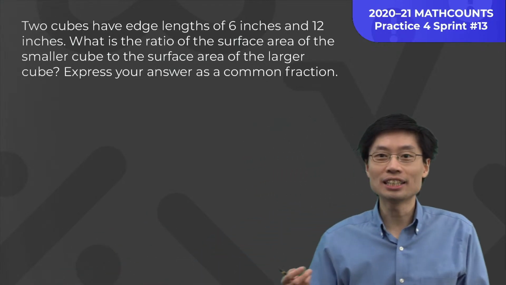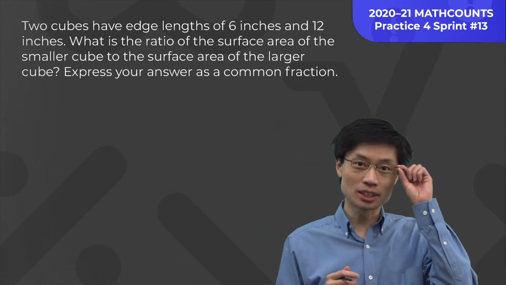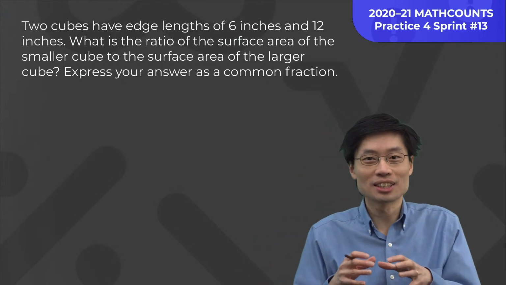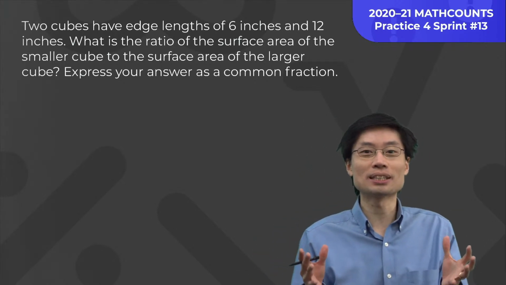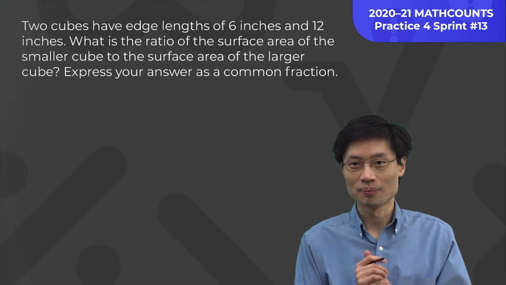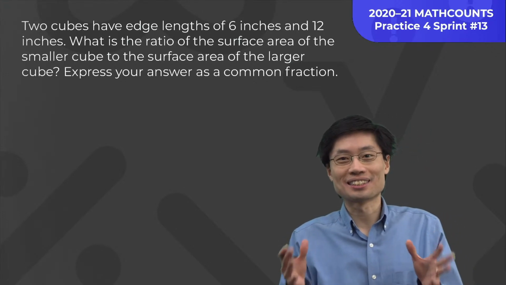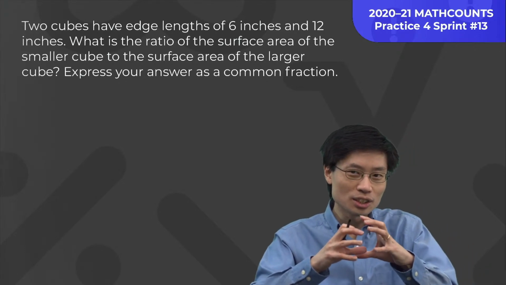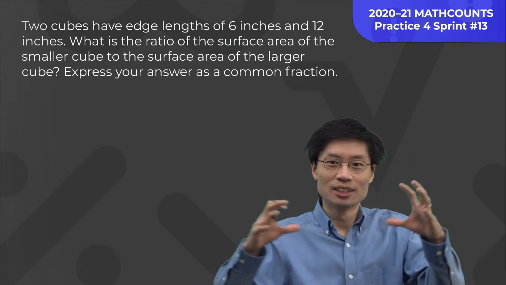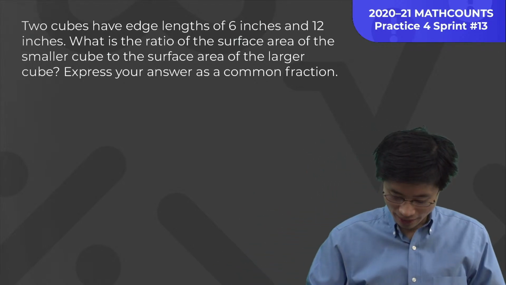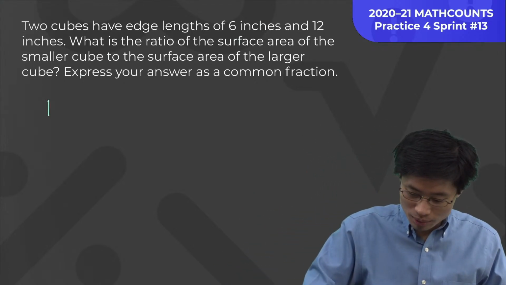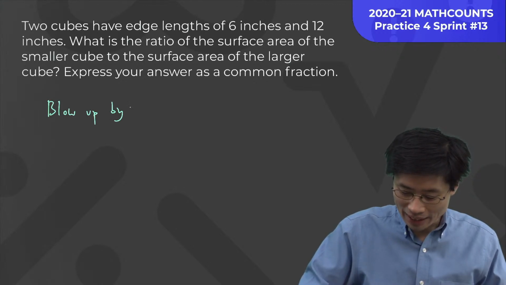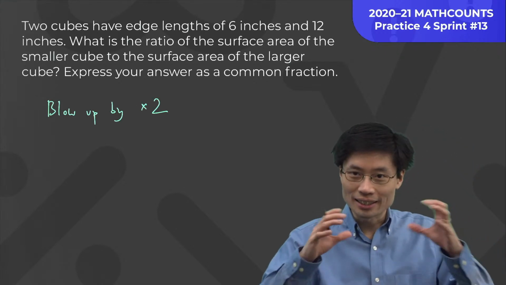Two cubes have edge lengths of 6 inches and 12 inches. What is the ratio of the surface area of the smaller cube to the surface area of the larger cube? Express your answer as a common fraction. You don't even need to figure out the surface areas of each of them, because from the 6 inches to the 12 inches, what did you do? You multiplied by 2, right? So what happened is that you blew it up by times 2. All right, that's all that's happening.